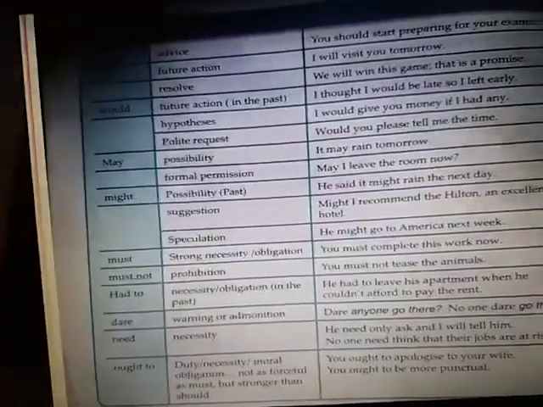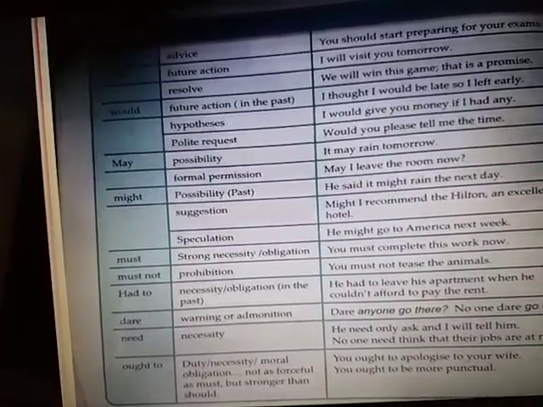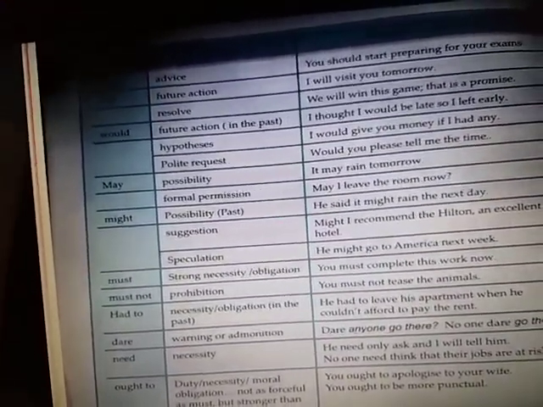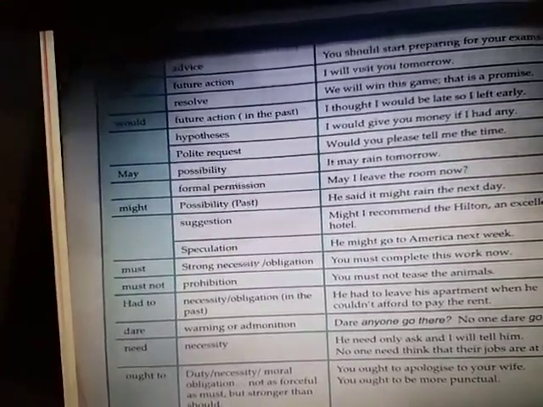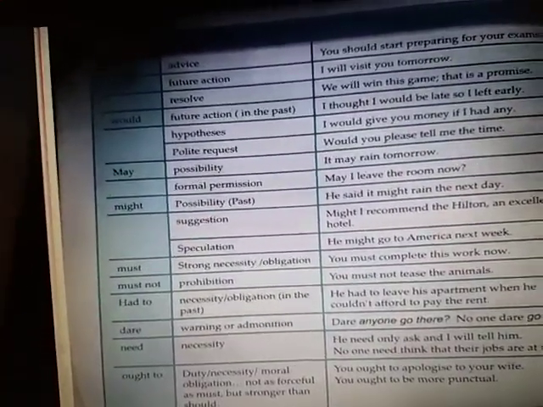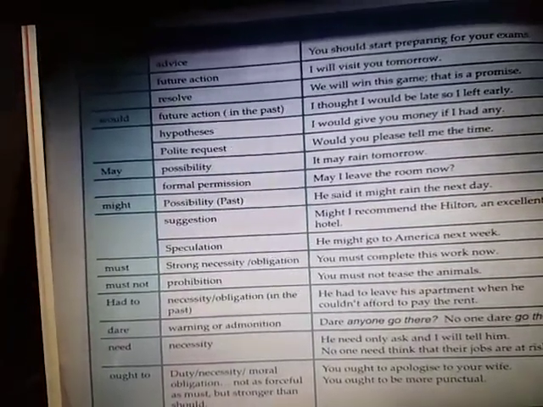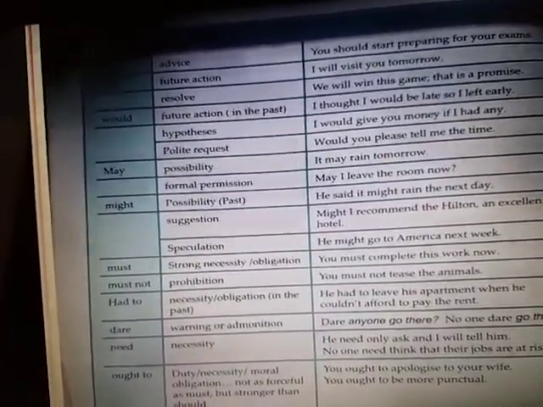Had to. Had to is used for expression of necessity and obligation in the past. Example, he had to leave his apartment when he could not afford to pay the rent.